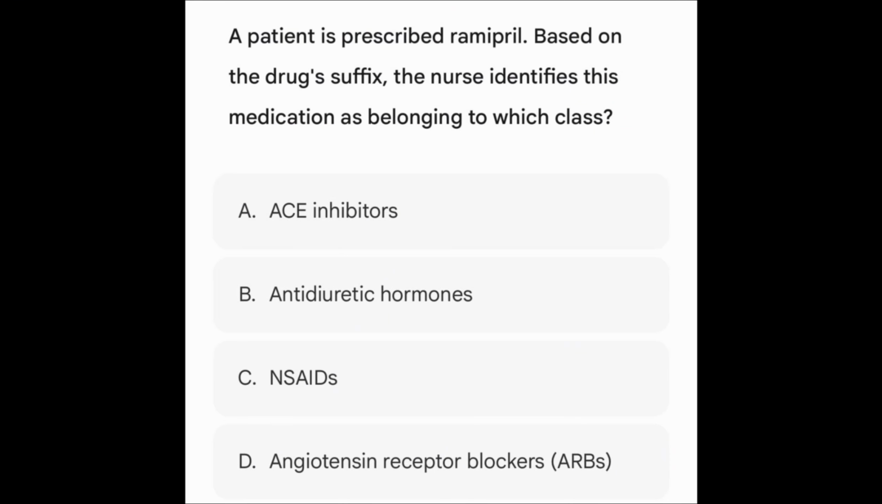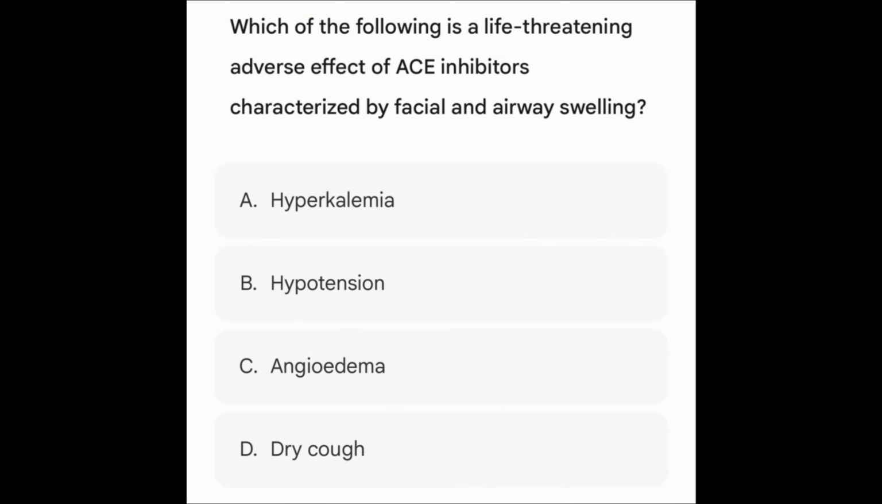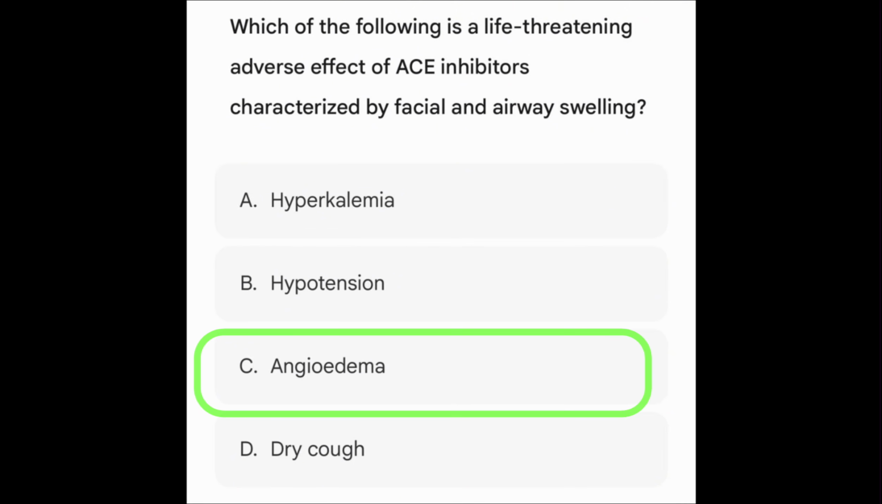Question 2. A patient is prescribed enalapril. Based on the drug's suffix, the nurse identifies the medication as belonging to which class? I'm hoping you remember this one. The answer is ACE inhibitors. Question 3. Which of the following is a life-threatening adverse effect of ACE inhibitors characterized by facial and airway swelling? If you said angioedema, that would be correct.